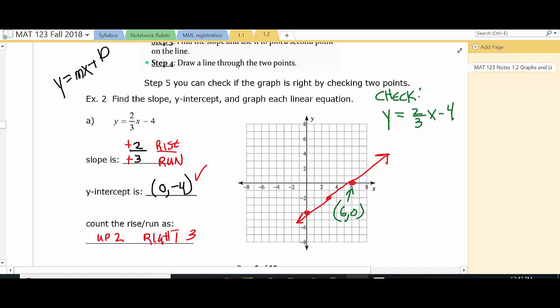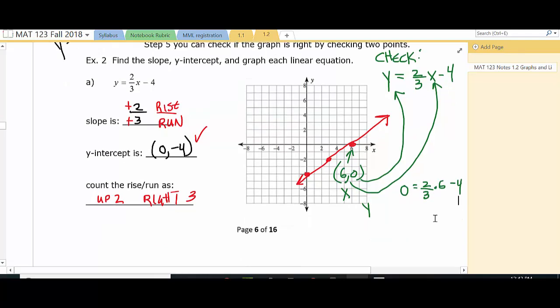I get students all the time who know how to make a graph, but they can't tell me what a graph is. Okay? So here's what it is. X is 6. We're going to take that 6 and plug it in there. Y is 0. We're going to plug it in there. And it should work. So if we do that, we would have 0 for y equals 2/3 times 6 minus 4.